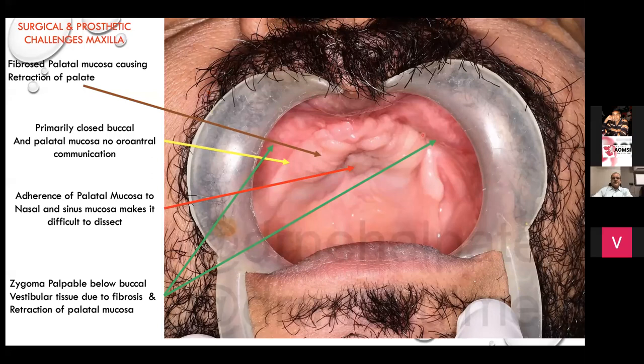This is fibrous tissue. If we try to incise this area, as we do in normal cases, there is a high chance that it may not heal or it may create an oroantral communication. Then the primarily closed buccal and palatal mucosa has no bone inside. Opening up the entire palate may again cause an oroantral communication and adherence of the palatal mucosa to the nasal and sinus mucosa. Dissection of this area is very difficult because of adherence, since there is no palatal bone. And since there's a primary closed defect, the buccal mucosa is actually stretched, so that you can directly palpate the zygoma in this region.